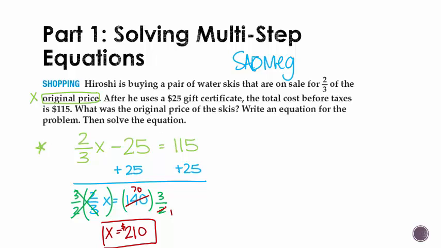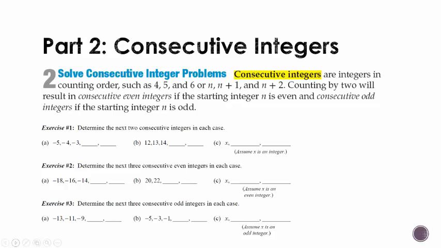Make sure your answer makes sense. This should be something bigger than the $115 that he paid. So on to consecutive integers. Consecutive means in order.